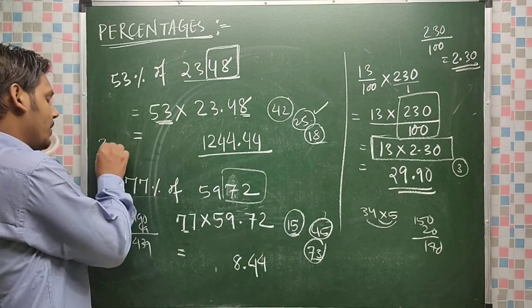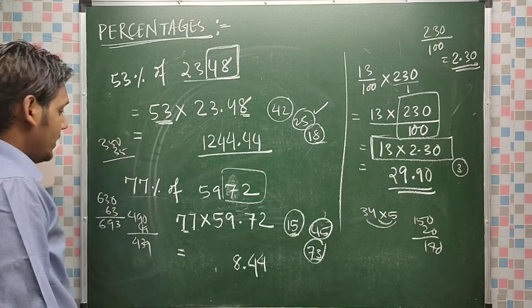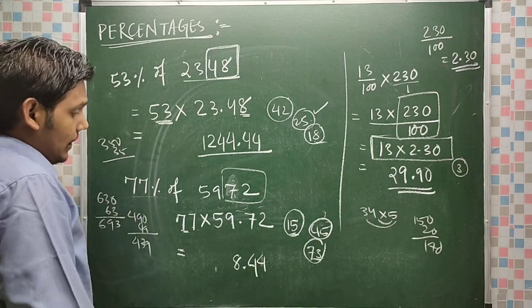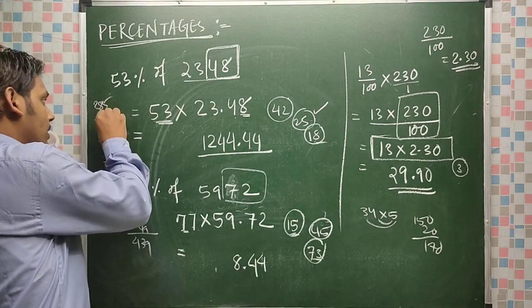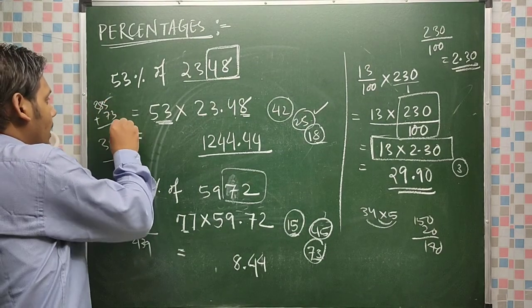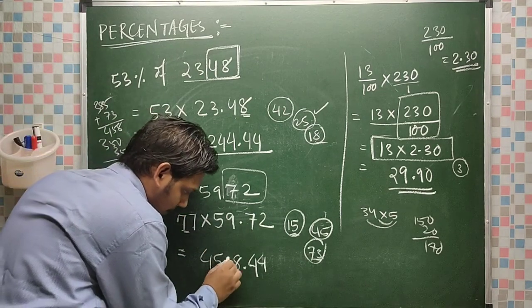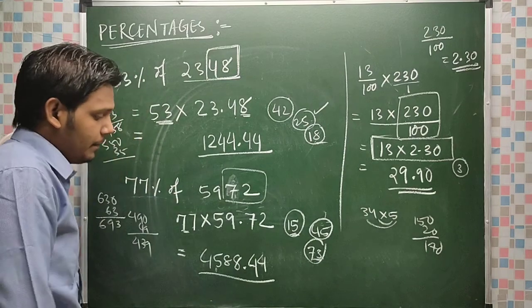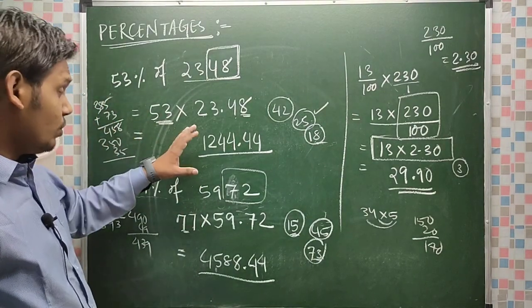Now 7 into 5, 5 7 35, 350. 5 7 again 35. So 350 plus 35, 385. 385 plus 73, so how much? 8, 8 7 15, 458. So 4588.43. So what you have to do?